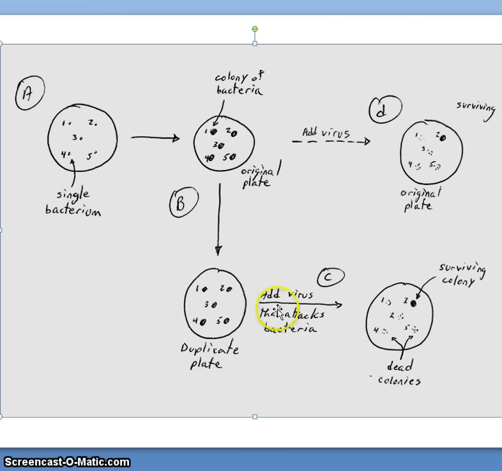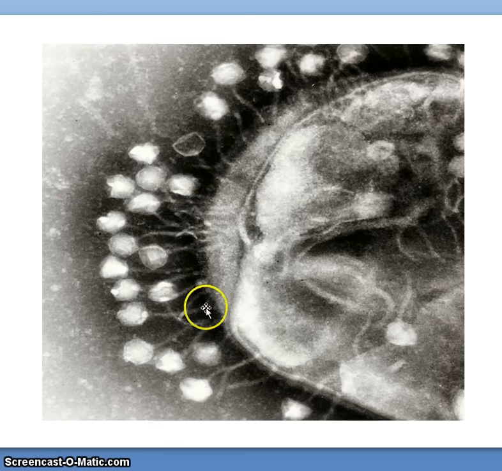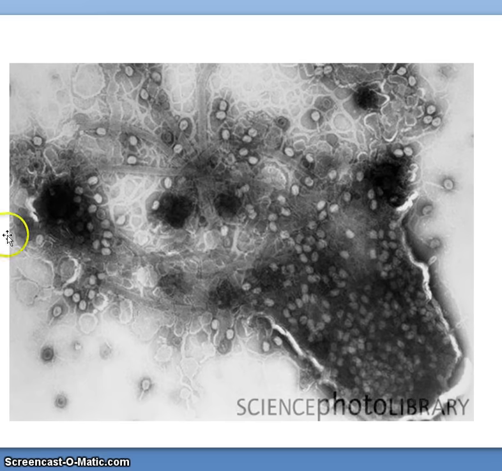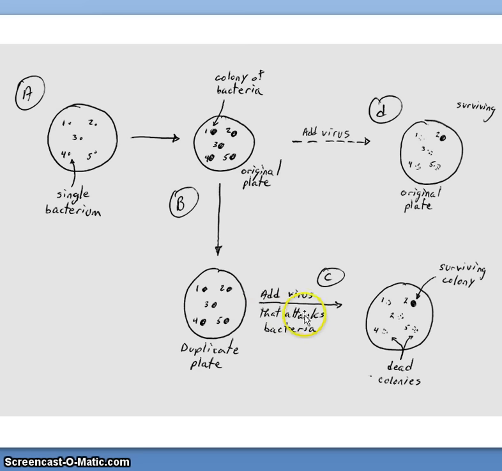At this point, they add the virus. The very virus that can destroy bacteria by attaching to its surface, injecting its genetic material, and hijacking the cell to produce more virus that kills the bacteria. So they add virus and they watch what happens. Sure enough, colonies 1, 3, 4, and 5 were destroyed by the virus. Dead colonies. But in this case, it happens that colony number 2 survived.